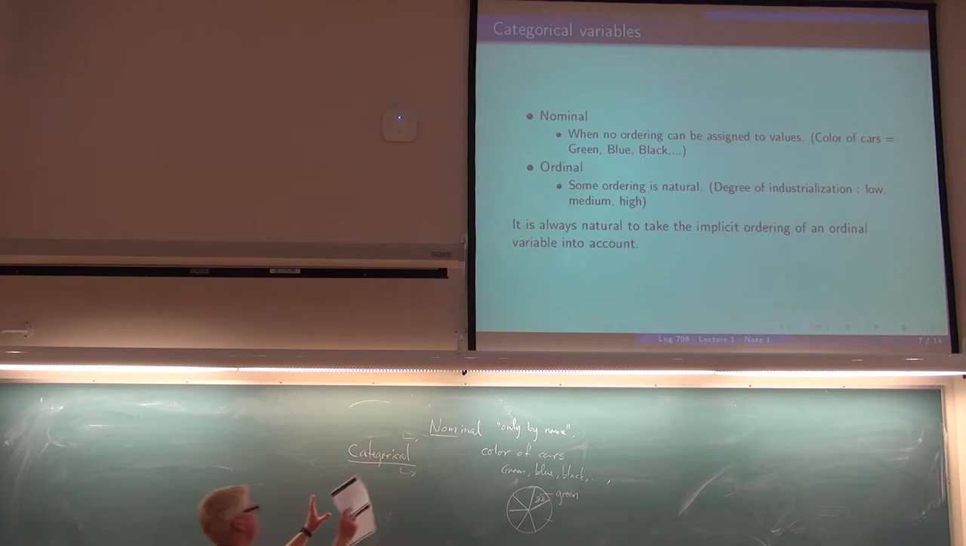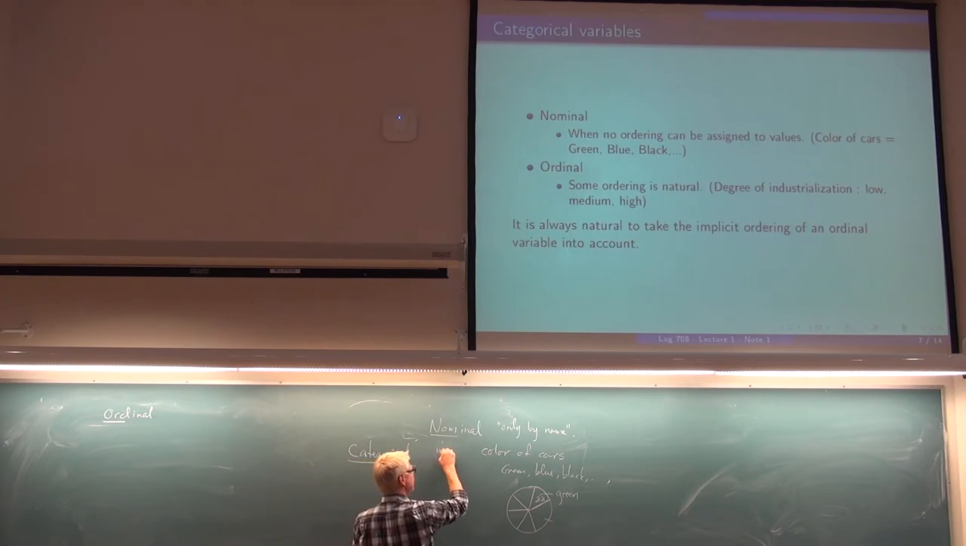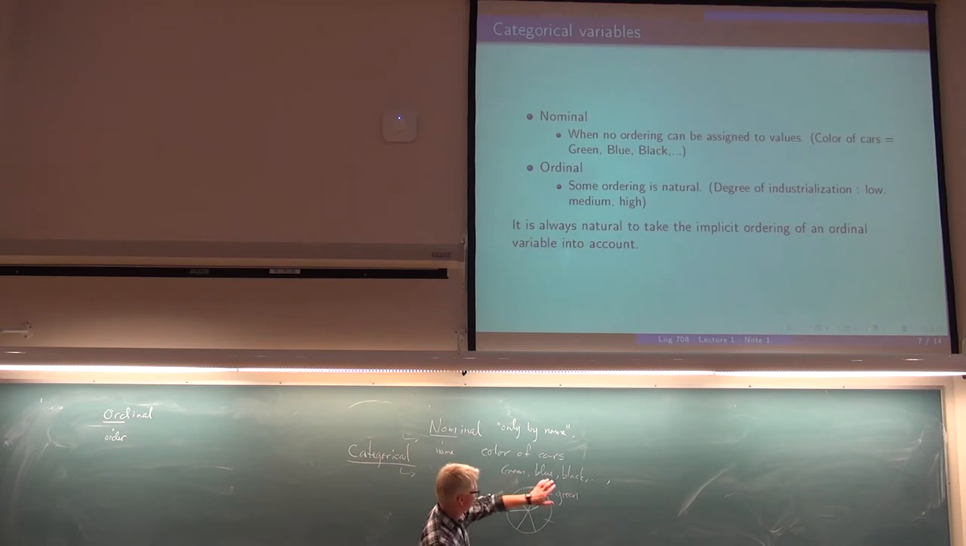So the other type of categorical variable is what we call ordinal. To remember the distinction, nominal has to do with name, and ord has to do with some sort of order. So even though some things are not explicitly numerical, it may be possible to order them in a natural way. For instance, in a country, you could talk about the degree of industrialization from low, medium to high, and there is a natural order to that. Whereas there is no natural order between these colors.